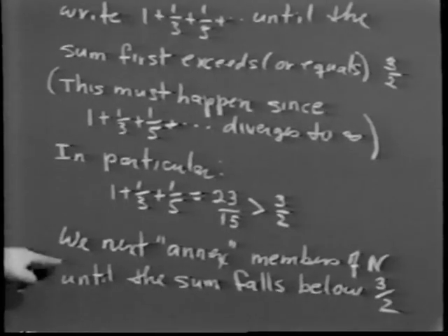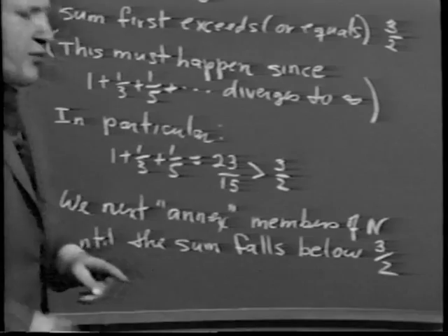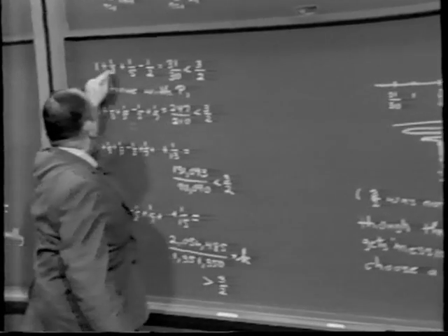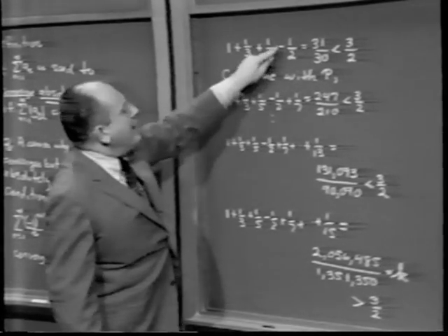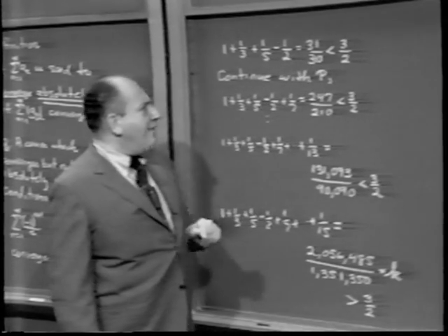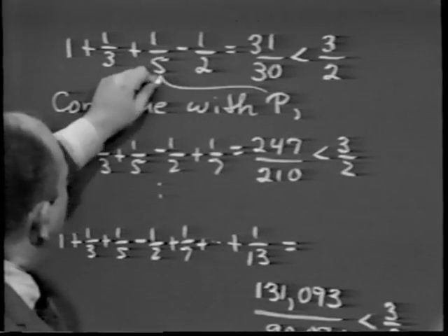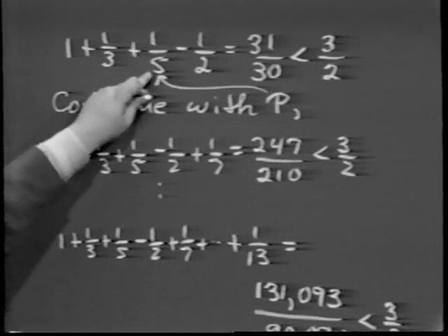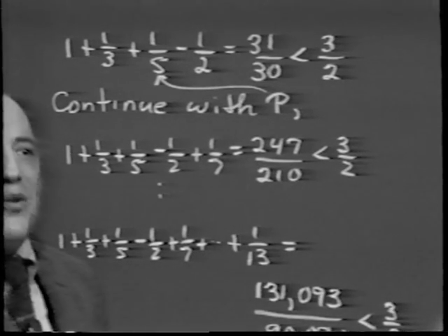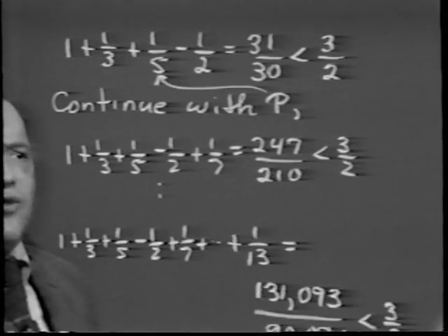What I do next is I annex the negative members, in other words, the members of capital N, until the sum falls below 3 halves. See, I stopped at 1/5 here. I have 1 plus a third plus a fifth. Now I subtract a half. That gives me 31/30ths, and that's less than 3 halves. So now my sum is below 3 halves. What I do next is I continue with P where I left off. I left off with 1/5. I now start tacking on 1/7, 1/9, 1/11, 1/13, etc., until the sum again exceeds 3 halves.